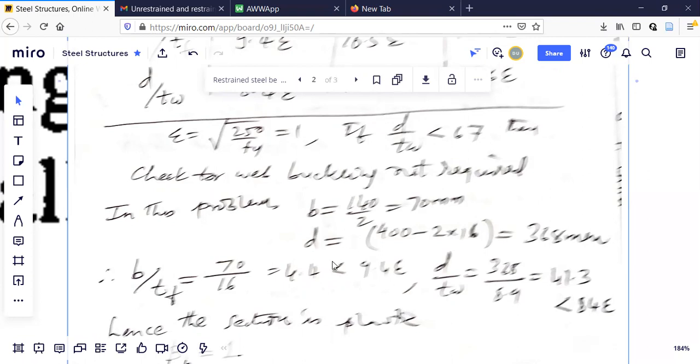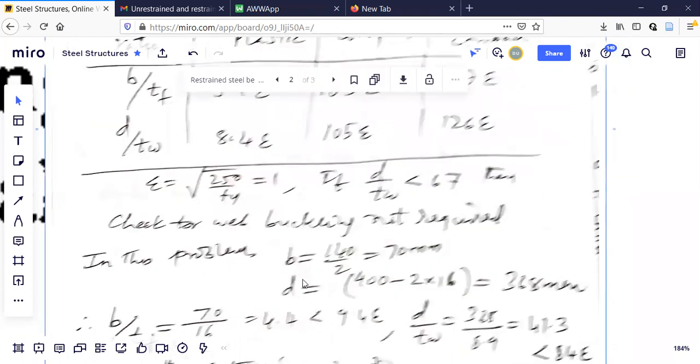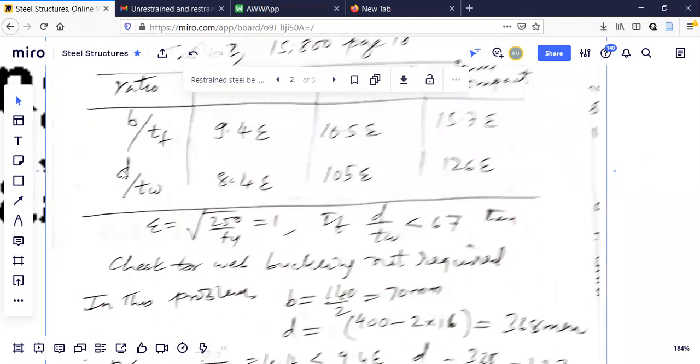In this problem, see this. B and D should be calculated. These B and D are important. What are these B and D? You can see this one here. B is 140 by 2.